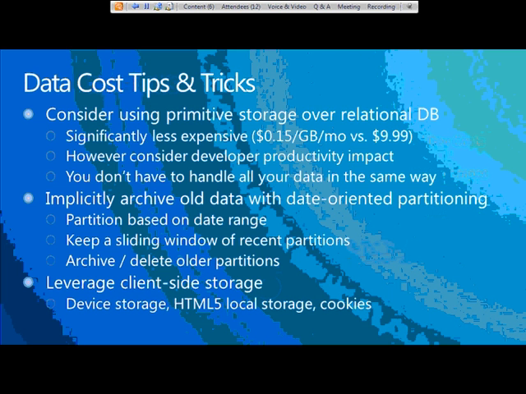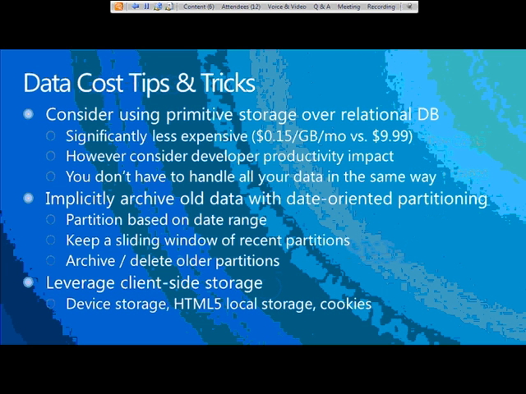So, some tips and tricks around data and cost. Again, consider using primitive storage, but it's 50 cents a gigabyte versus $10 a gigabyte per month. I have found that for some development teams that's great. They gravitate towards primitive storage, but I've seen other development teams really never regain their productivity in adjusting to it. So you want to really think about that carefully.